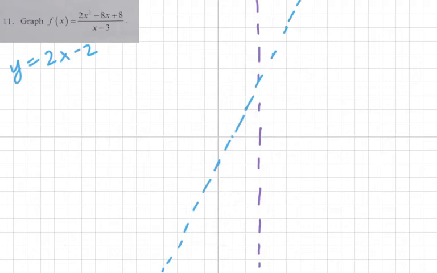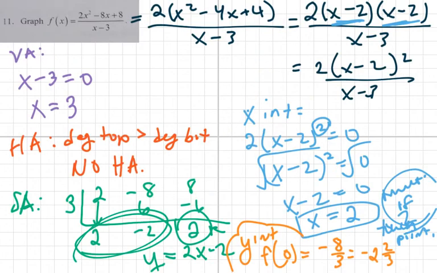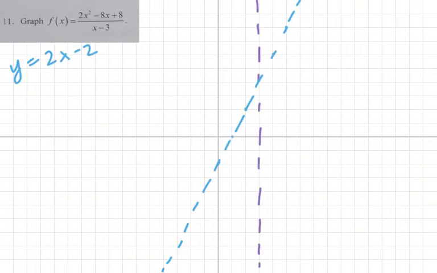Now, I do know my x-intercept. Sorry, I got lost in all my colors. My x-intercept was blue. Oops, I switched that around. My x-intercept was at x equals 2, and it has a multiplicity of 2, so it is a touch point. My y-intercept was at negative 2 2/3, so that's around right here-ish. Okay, and so actually I can already see that this is going to look like this.